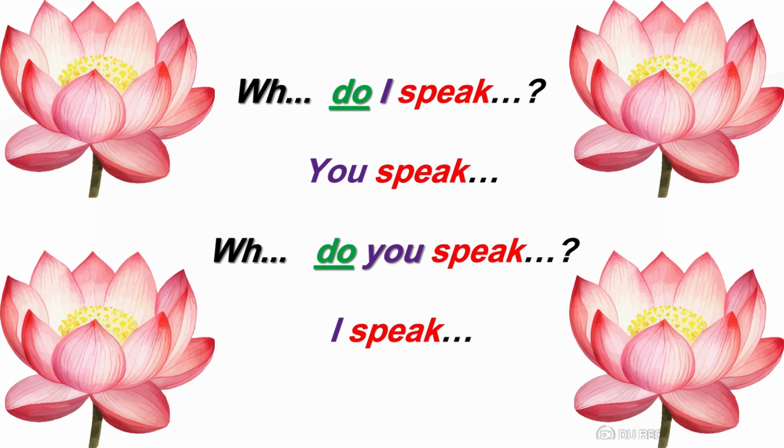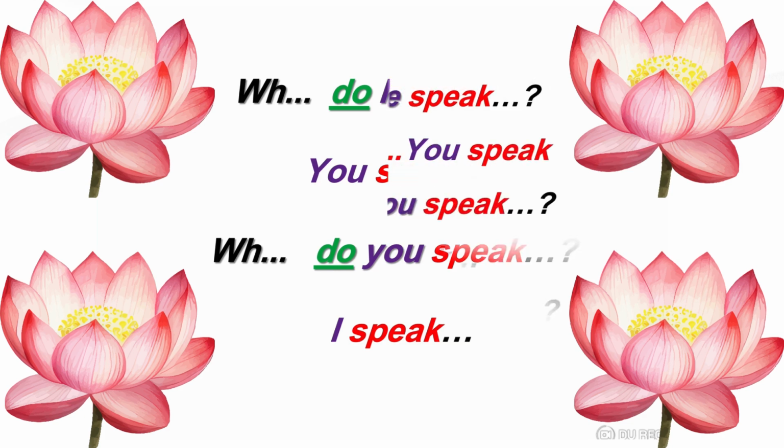So don't forget do. When we say why do I speak English, the answer: you speak English because this and this and this. The second one, WH word, do you speak? Why do you speak English? I speak English because this and this and this. So this is the singular form. Let's go to the plural form.